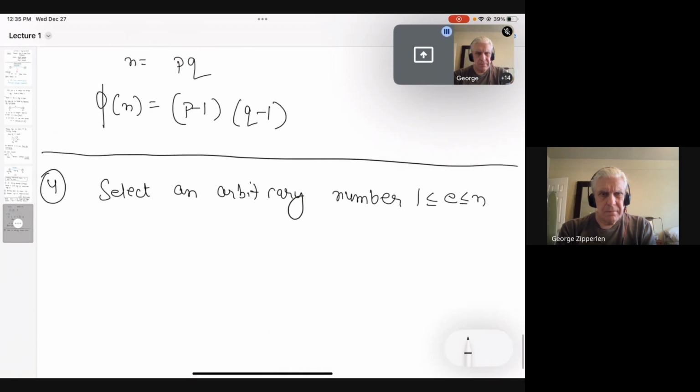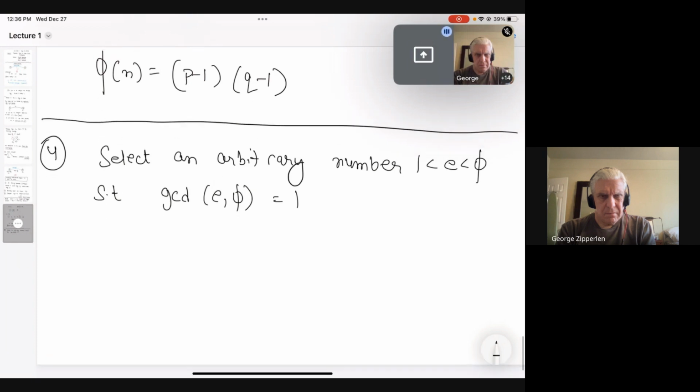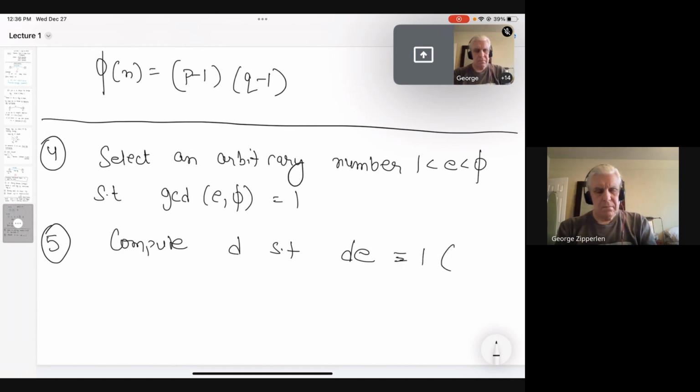Mm, I think I want this to be between 1 and phi actually. Yeah, not n, sorry, 1 and e, such that GCD of E and phi should be 1. Okay, E should be coprime. And now, after I select E, I compute another number called D such that when I multiply D with E and I take its remainder, it should be 1 when divided with phi.